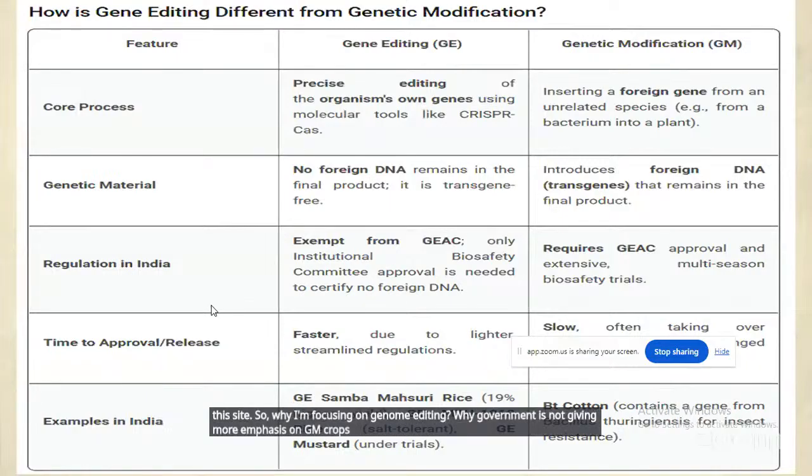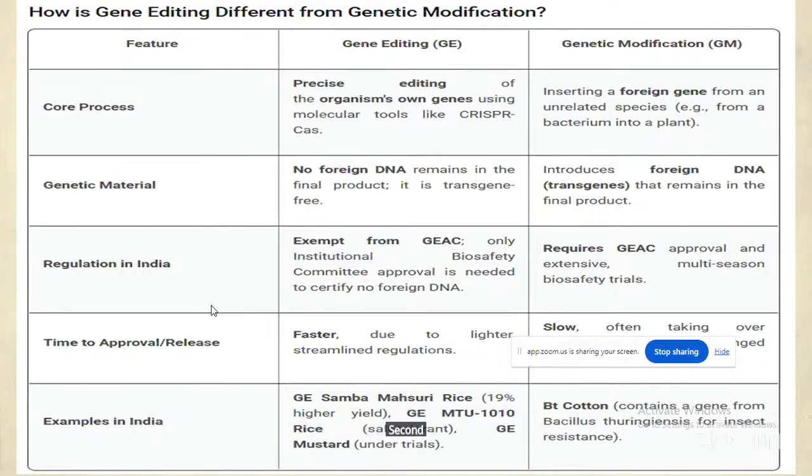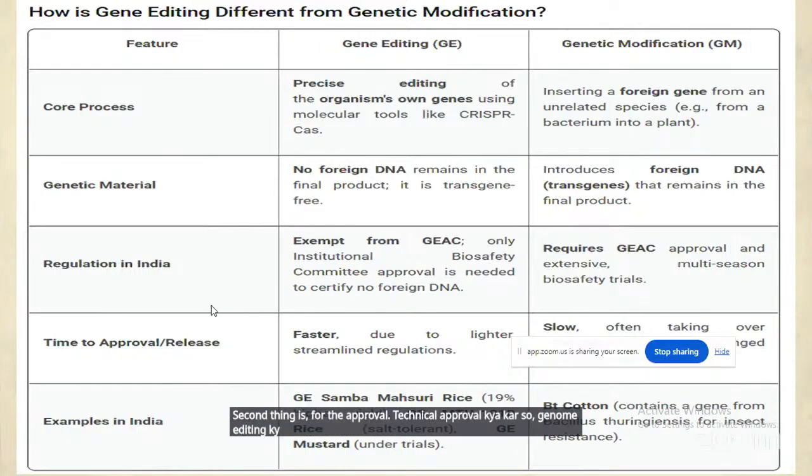So normally अगर आप genome editing की बात करते हो, genome editing is easy compared to genetic modification. अगर हम जीनोम एडिटिंग की बात करते हैं तो आपको कहीं बाहर से जेनेटिक मटेरियल इंसर्ट नहीं करना पड़ता, उसके अंदर ही जो जेनेटिक मटेरियल है वहां पे फ्यू न्यूक्लियोटाइड का वेरिएशन क्रिएट करना पड़ता है. सेकंड थिंग इज फॉर द अप्रूवल, टेक्निकल अप्रूवल की अगर बात करें तो जीनोम एडिटिंग, चाहे वो CRISPR-Cas से हो या जीन ड्राइव टेक्नोलॉजी से हो, तो वहां पे आपको इंस्टीट्यूशनल कमेटी से ही अप्रूवल लेना पड़ता है.